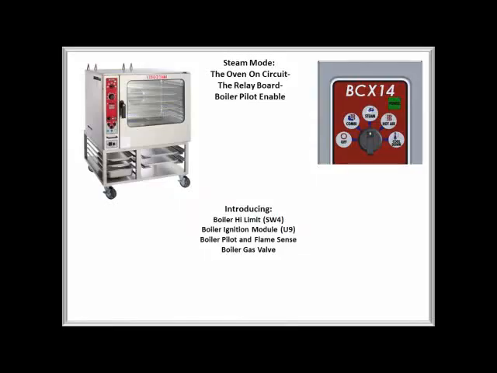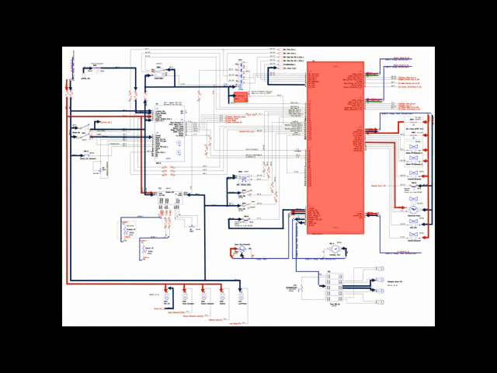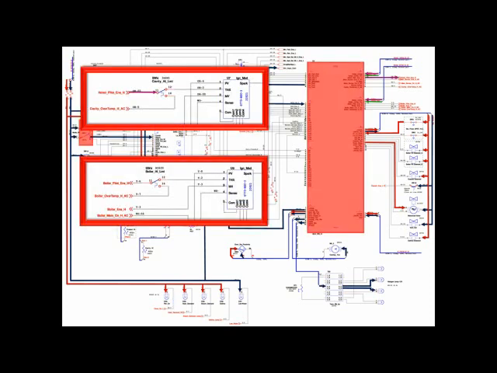Next, we will review the relay board response to the oven on signal, beginning with the boiler pilot enable. The oven on signal enters the relay board at J1, pin 1. It triggers outputs at J6 pin 3 and J4 pin 3. J6 pin 3 is sent to the boiler high limit.